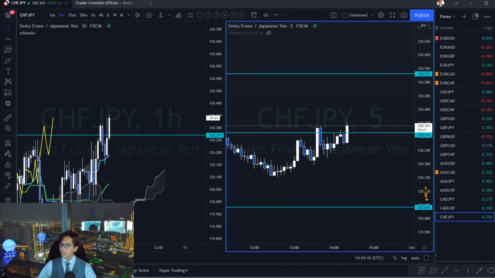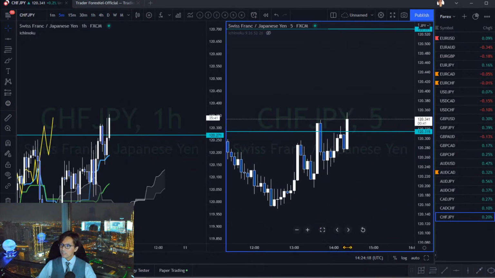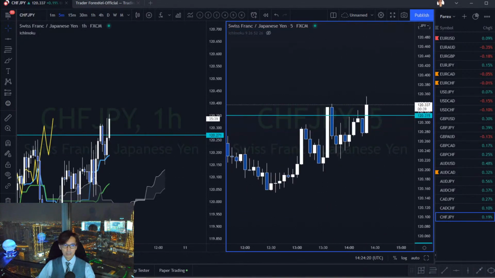So looks like right now in 5-minute chart, this is consecutive N waves. So the market is going up in this direction nicely. So looks like it goes up in this way.